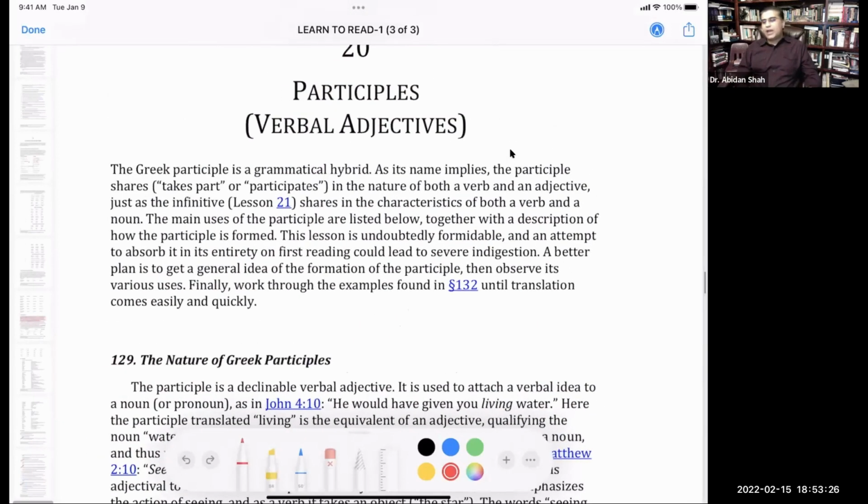All right, next chapter, chapter 20, verbal adjectives. We're talking about the participles. If you remember, in the opening of first year Greek, I even put some videos out there where I talked about the participles. If you need to, go back and watch them.